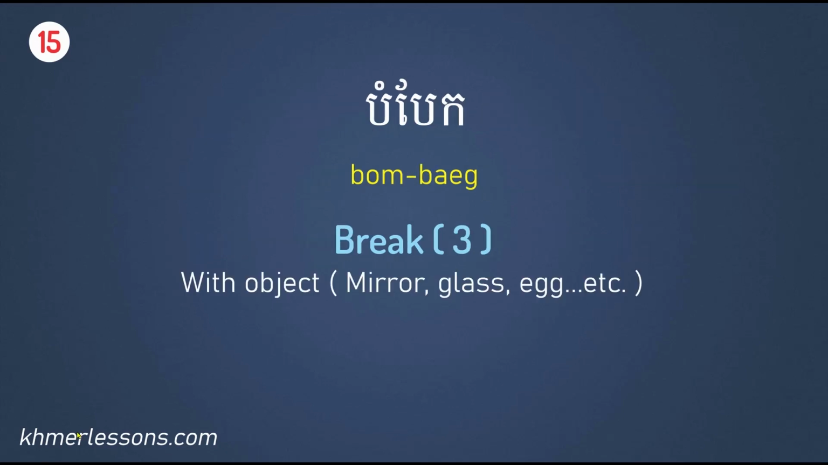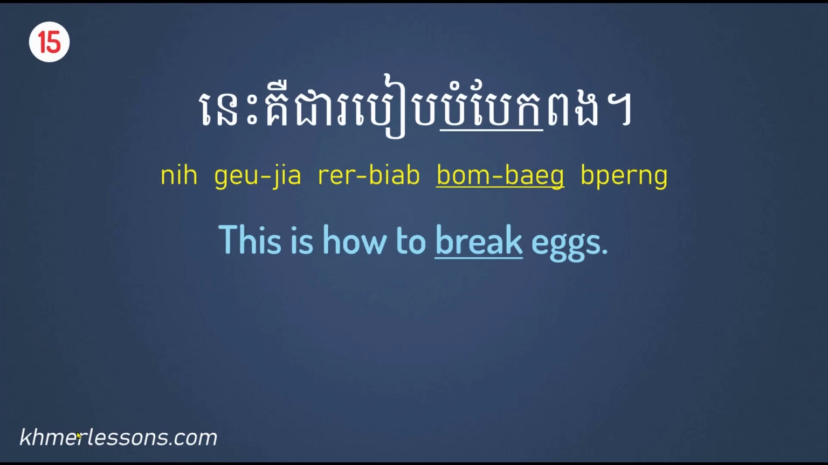Third meaning, with object. Before it was no object, but this one is with object and refers to mirror, glass and egg again. Break something, but in this case you say bom bay. With no object just say bay, but with the same objects you say bom bay. Two syllables. For example, this is how to break eggs. Ni kư chia rập biếp bom bay pong.